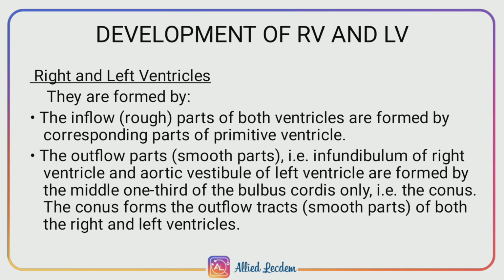Finally, development of the right and the left ventricles. The inflow parts of both ventricles are formed by the corresponding part of the primitive ventricle. The outflow part, that is, the infundibulum of the right ventricle and the aortic vestibule of the left ventricle, is formed by the middle one-third of the bulbus cordis, that is, the conus. At last, the conus forms the outflow tract of both the right and the left ventricles.